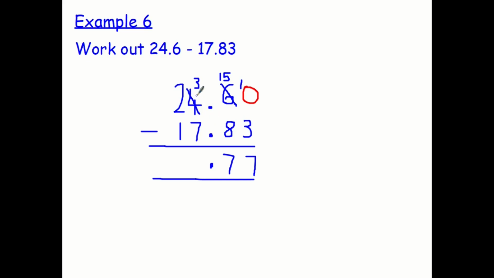3 take away 7, I cannot do. So borrow from here, that reduces to 1. That becomes a 13. 13 take away 7 is 6. And then this final column here is just 1, take away 1, which is nothing, so you can either put a 0 there or leave it blank. And your final answer is 6.77.